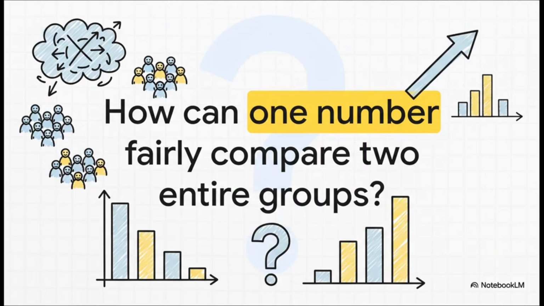Okay, imagine you're a teacher. You've got 3 different classes, and you need to know which one's doing the best. Are you really going to compare every single student's score against every other student? No way. That would be total chaos. The real question is, how can just one number give you a fair, quick snapshot of the whole group?